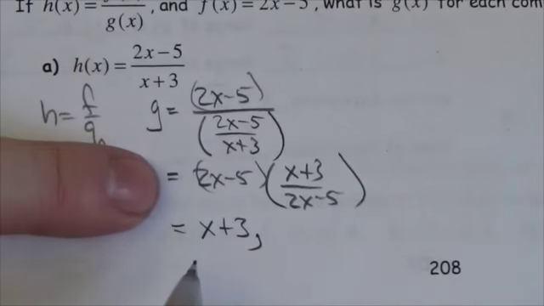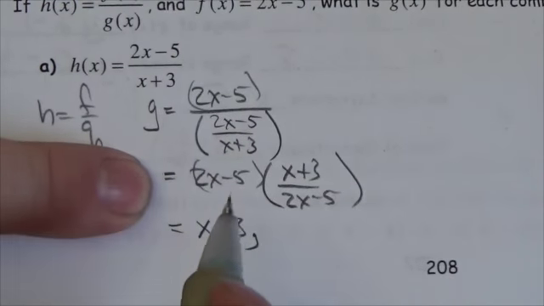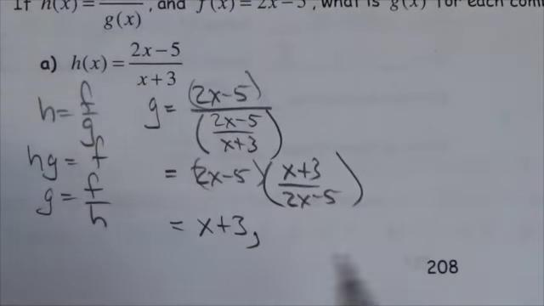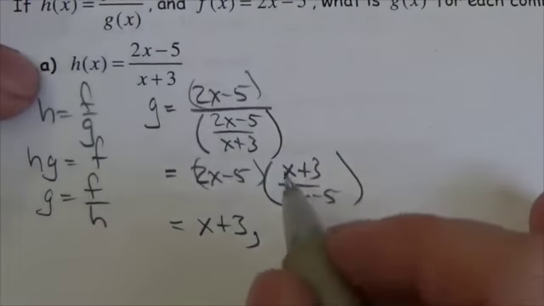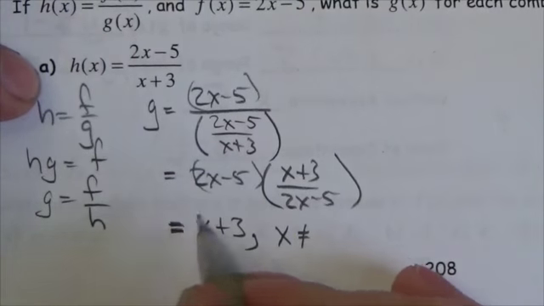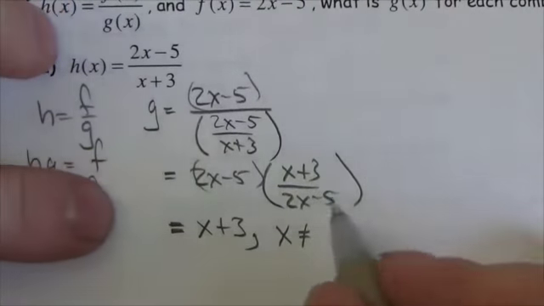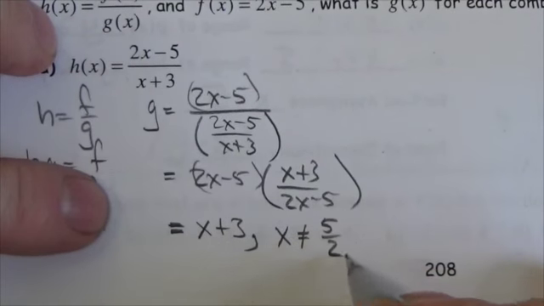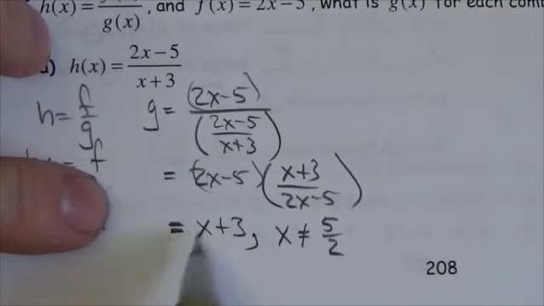Remember, these are not exactly the same. As soon as I canceled that out here, I got rid of a non-permissible value, basically the hole in the graph here. So I have to make sure I state, to make these things equal, because right now they're just equivalent, that x can't equal 5 halves. And now this expression is going to be equal to this one right here.